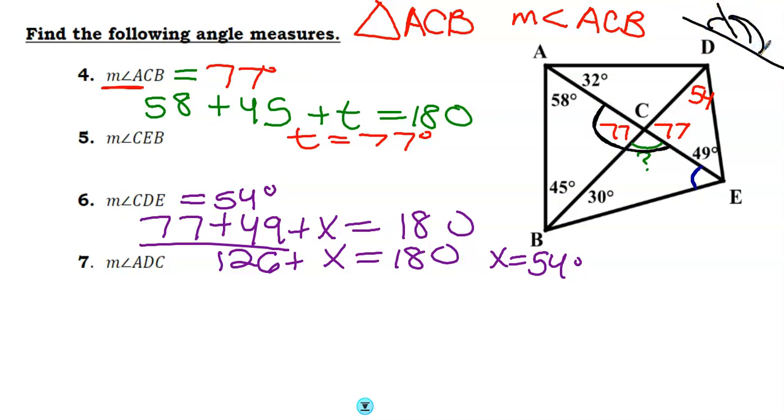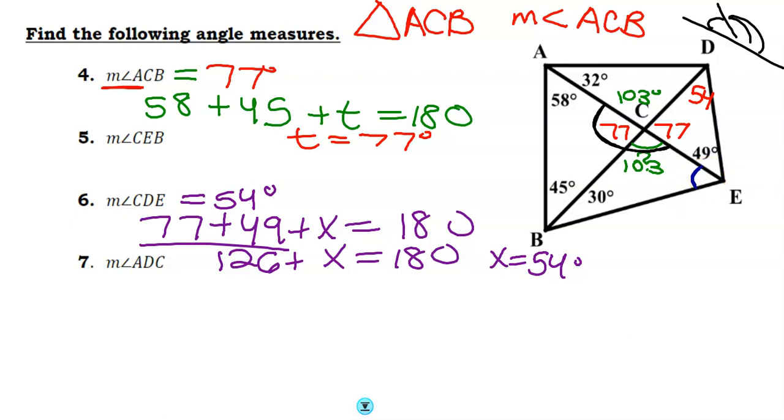So let's do 180 minus 77, and that's 103. So if this is 103, this is also 103. So finding out what those two are is huge. So once I find one, again, I can find out what another one is.